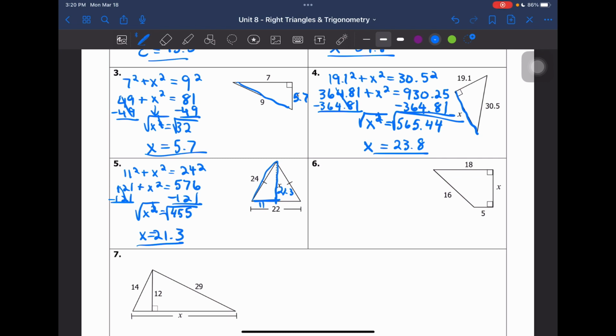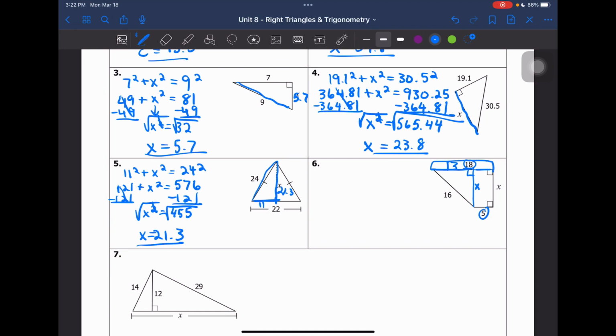Okay, let's look at number 6. This, when we look at it, doesn't seem like a right triangle, but if we draw a line right here, there's our right triangle. And we know that this is x because it's the same height right there. And we need to know what this side is. If we know that this whole thing is 18 and this section is 5, we can just subtract these two. 18 minus 5 is 13. So those are the sides that we're going to use, 13, 16, and x.